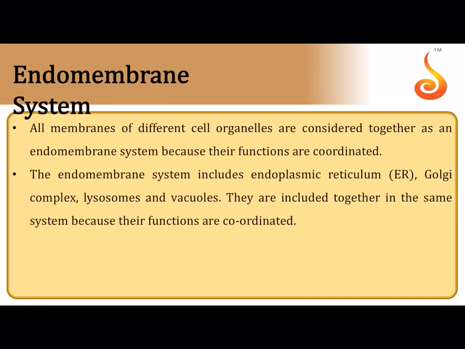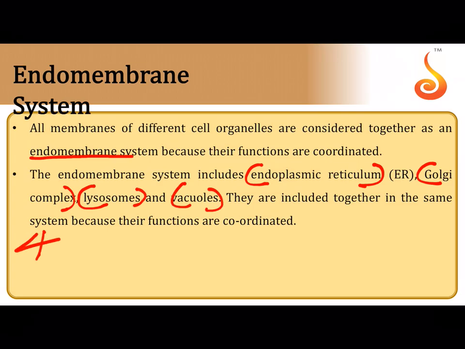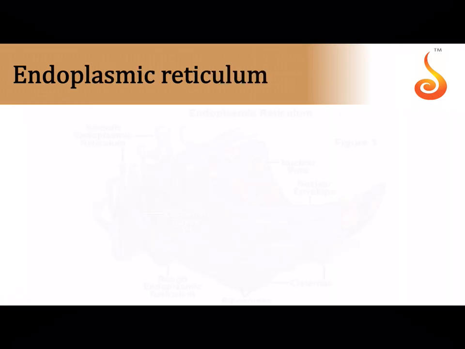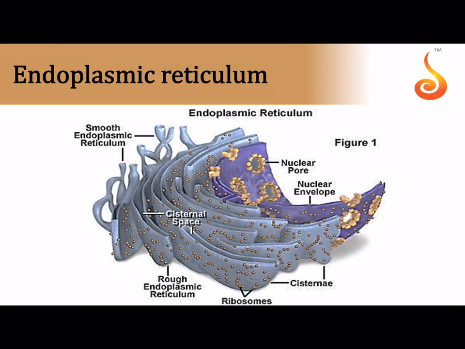Okay. The endomembrane system is a system of membrane-bound structures which are found inside the cell. The most important components of the endomembrane system are endoplasmic reticulum, the Golgi apparatus, the lysosome, and the vacuole. So remember the 4 major components that become the endomembrane system of a typical eukaryotic cell.